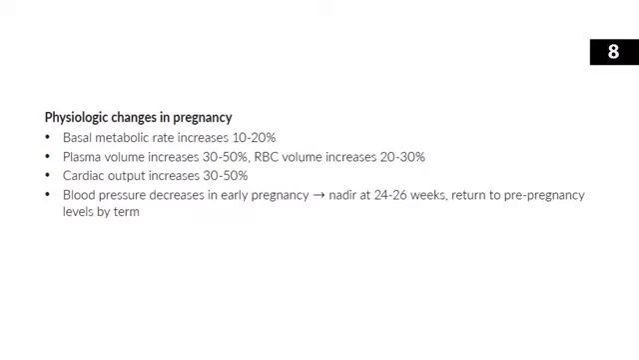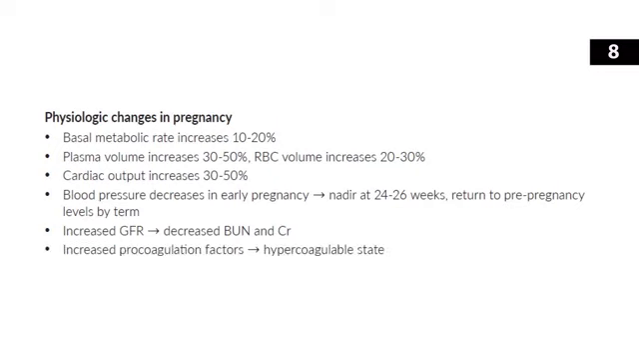Next, blood pressure decreases in early pregnancy, reaches a nadir at 24 to 26 weeks, and returns to pre-pregnancy levels by term. So this becomes important when you talk about hypertension in pregnancy, which we'll cover in the next lecture. Increased GFR leads to a decrease in BUN and creatinine. And the last one, increased procoagulation factors leads to a hypercoagulable state. So during pregnancy, and actually in the first few weeks postpartum as well, women are at increased risk for DVT and PE. Okay, that's it for the lecture.